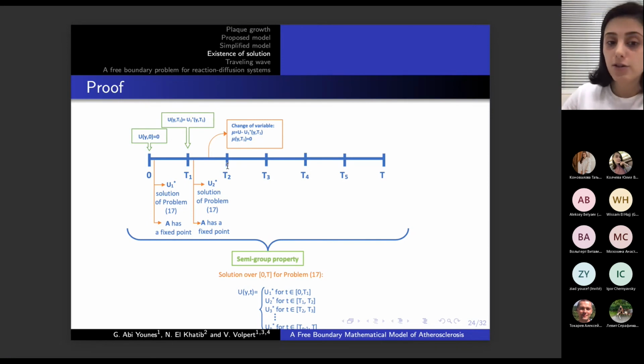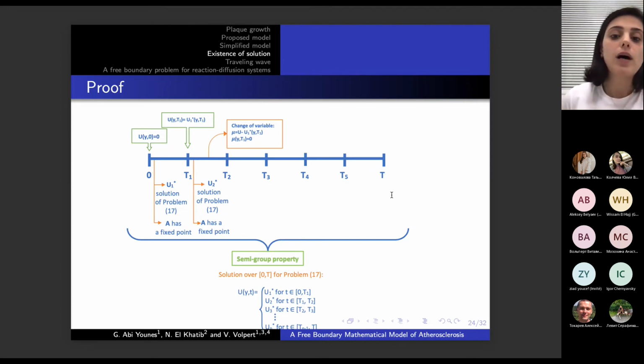And for a particular choice of t2, we can prove that the operator A defined over t1, t2 has a fixed point, and so on. And finally, by the semigroup property, we can find a solution over 0 t, which we can define as a piecewise function. Over 0 t1 it is u1 star, over t1 t2 it is u2 star, and so on.